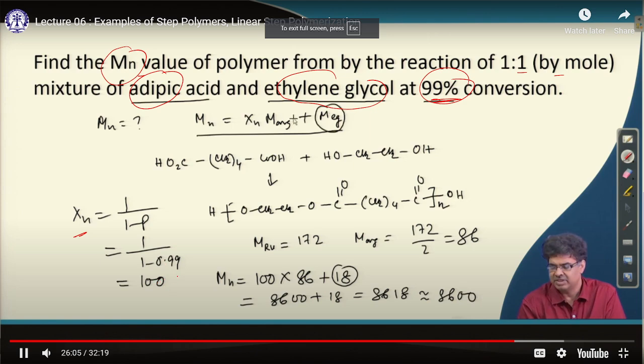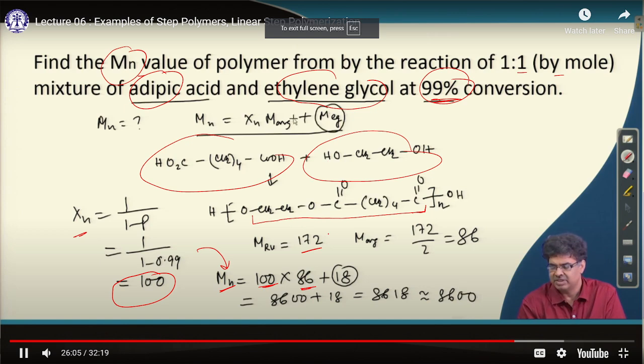In this way we can find the degree of polymerization. Then you just put this value in to find the molecular weight of this polymer. So it is 100 and it is 86. What is 86? It is the average molecular weight. The average molecular weight will be 170 divided by 2, because two monomers are reacting. The repeating unit contains two monomers, so the average molecular weight will be the molecular weight of the repeating unit divided by 2, 170 divided by 2, so it will be 86.